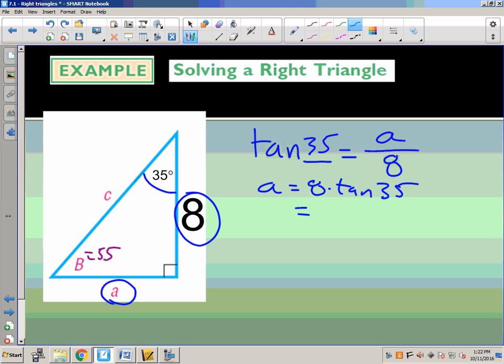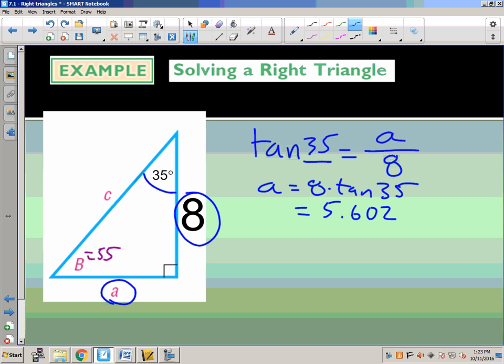Unless otherwise noted, we will be using 3 decimal places in this class. So please round to the nearest thousandth. I don't have my calculator in front of me, so I'll rely on you guys. You got an answer? 5.602. Somebody confirm that? That's right. Excellent. Let's see if you can set up an equation to solve for C.